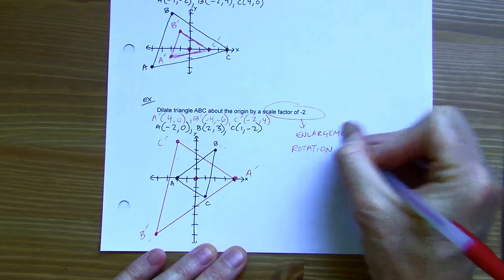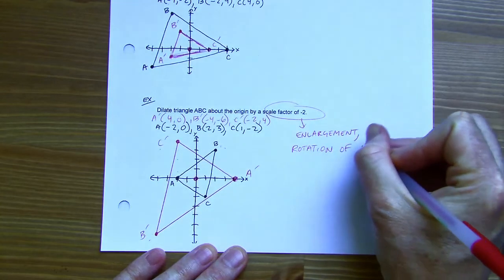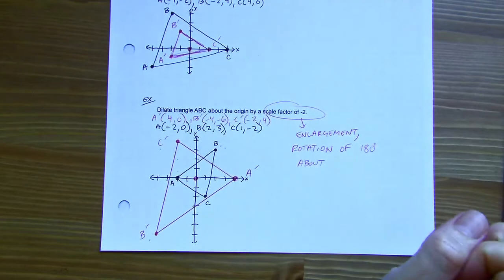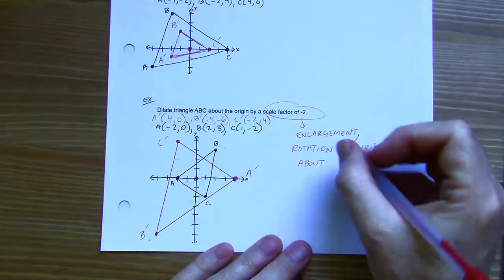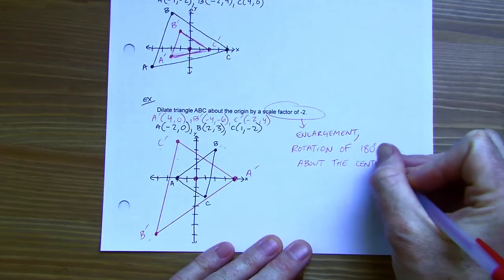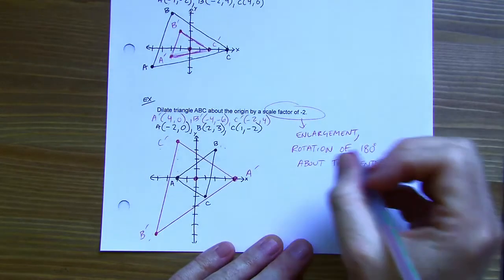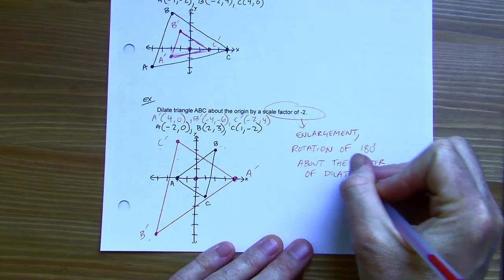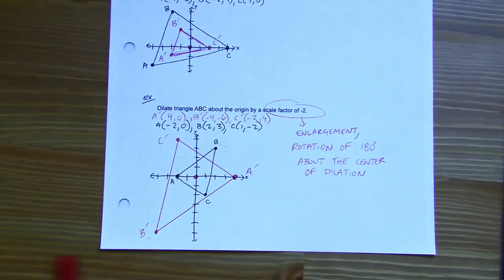So it's also going to be a rotation of 180 degrees about whatever the center of dilation is, typically the origin. But not always, as we will see on the next couple of problems. It's not always going to be the origin. Okay. All right, so let's move on to the next page.